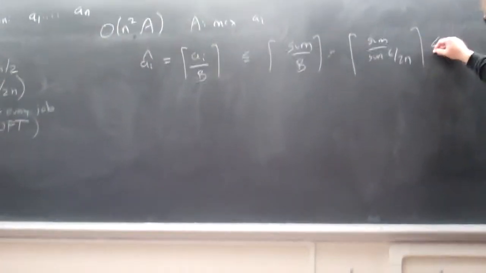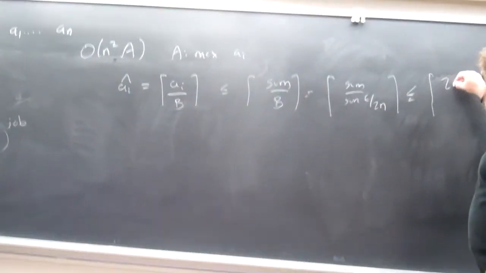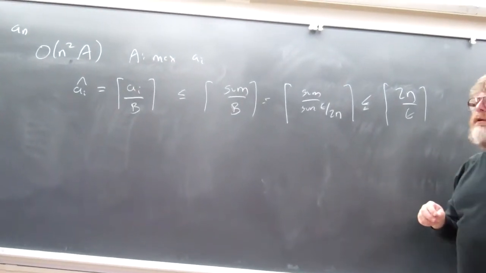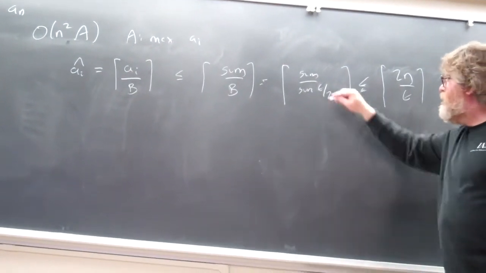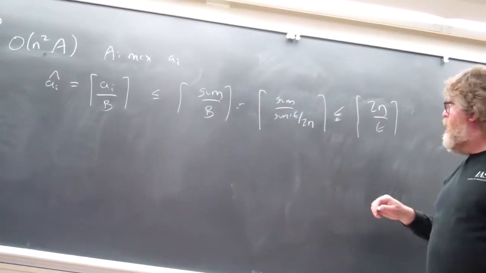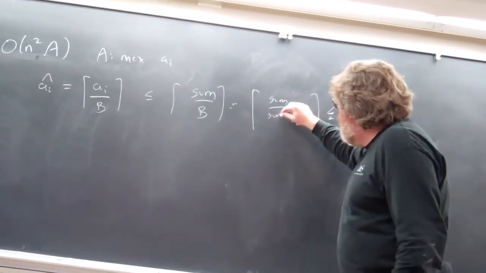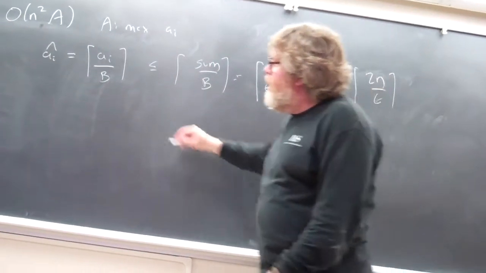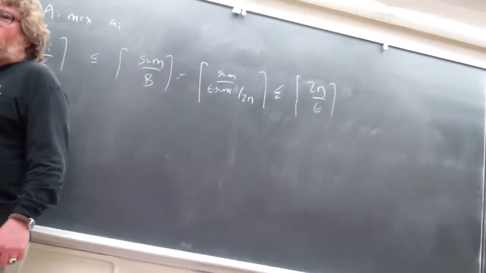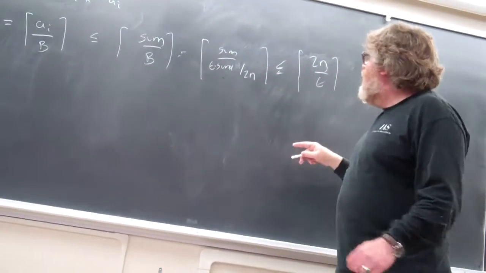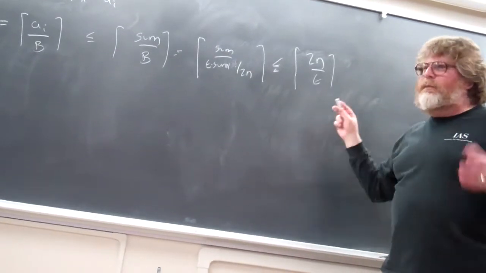So this is at most 2n over epsilon rounded up to the nearest integer. What is that in the denominator there? Epsilon times the sum over 2n. Oh, so I'm just taking the definition of B and putting it in for B. Okay. And I rewrote some of the terms, but that wasn't necessary.